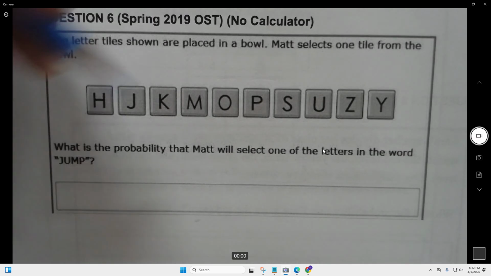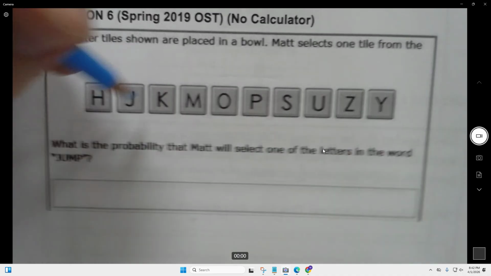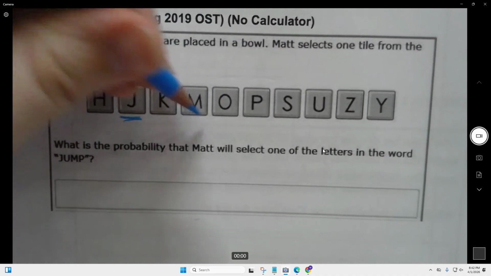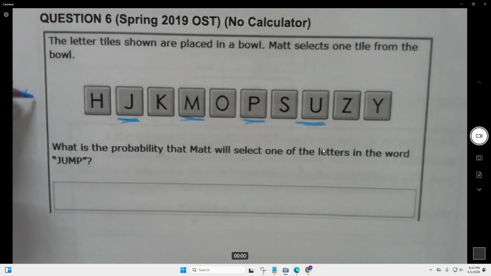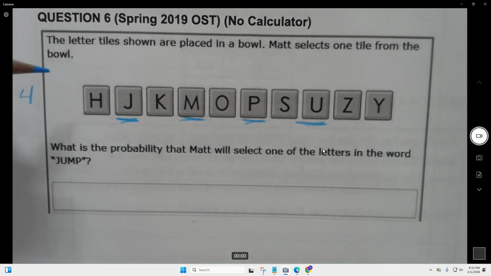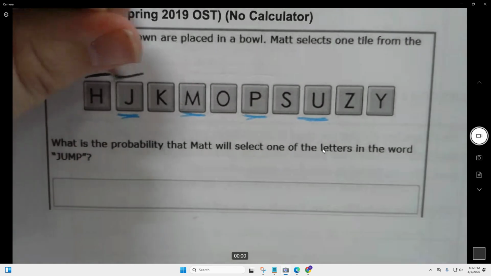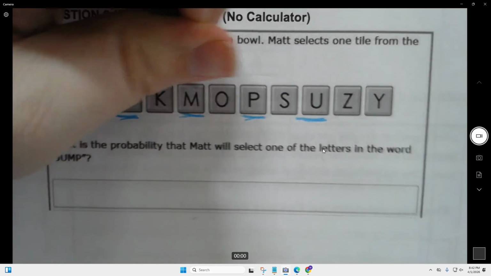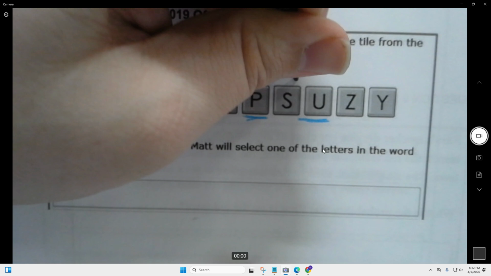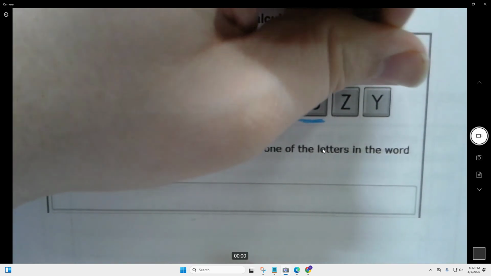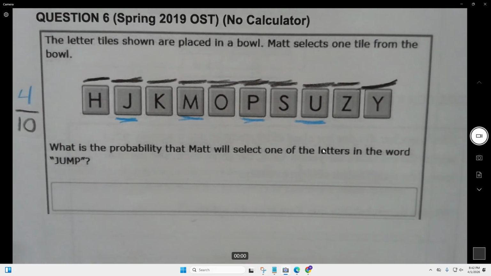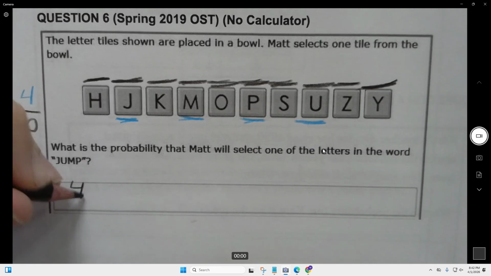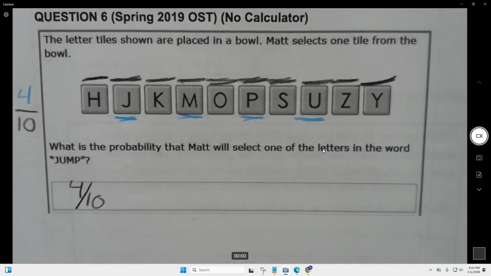Okay, so we see that there are no repeat letters here. We have J, we have M, we have P, we have U. That means that there are 4, count it, 4 good options out of how many total options? 1, 2, 3, 4, 5, 6, 7, 8, 9, 10. There are 4 good options out of 10 possible options. So the probability is 4 out of 10.